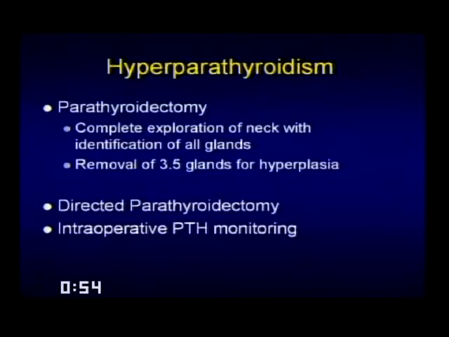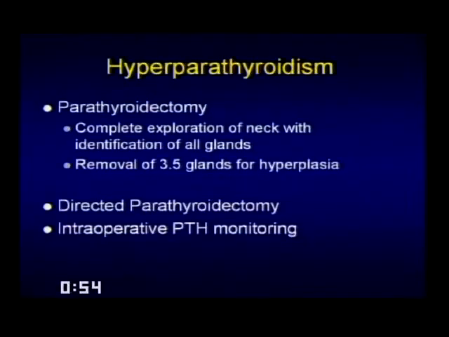You're going to do a parathyroidectomy, and how you're going to do this traditionally is a 4-gland parathyroidectomy, or at least a 3.5-gland parathyroidectomy for the hyperplasia patients, and hopefully you'll have an adenoma they'll be able to plop out of there, which would be 90% of the time. Traditionally, you'll do a complete exploration of the neck. This is a 4-quadrant exploration looking at all glands.